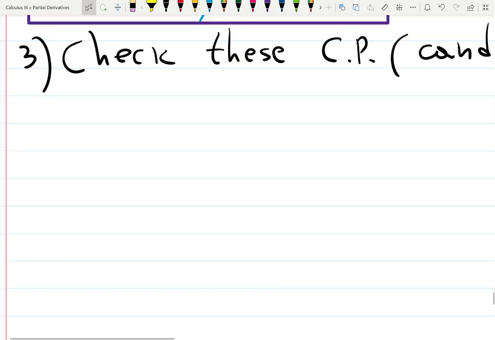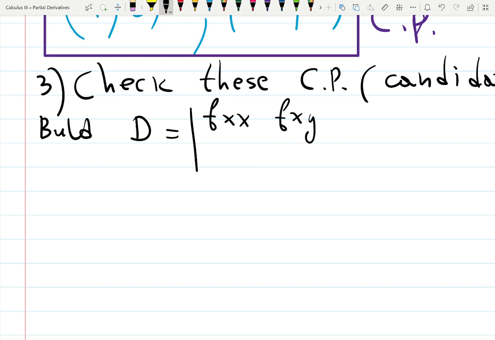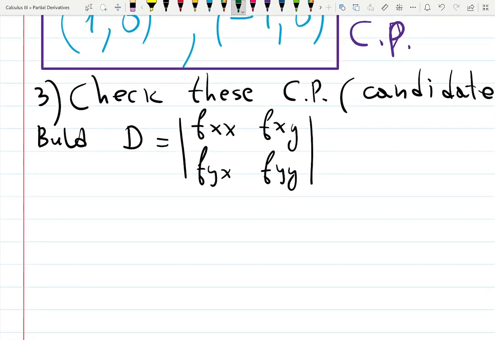So, let's do it. Candidates. We need to build the determinant, which is the second partial derivatives in order. But we don't have second partial derivatives, so we need to find them. And this is where it's nice if you put the first derivatives in the box. Or you can copy them one more time just to have them.